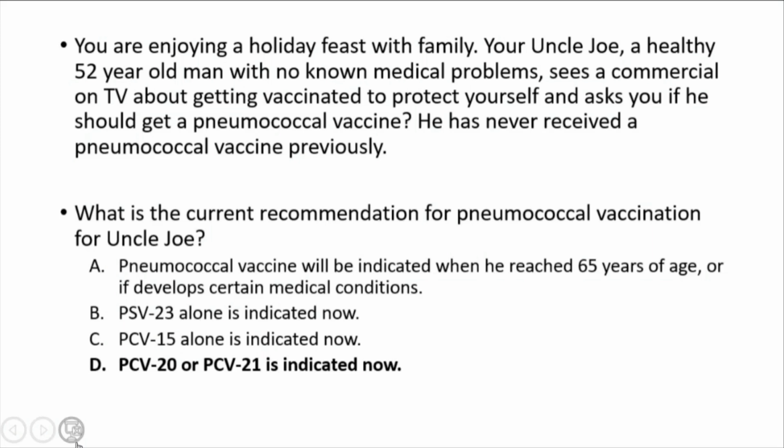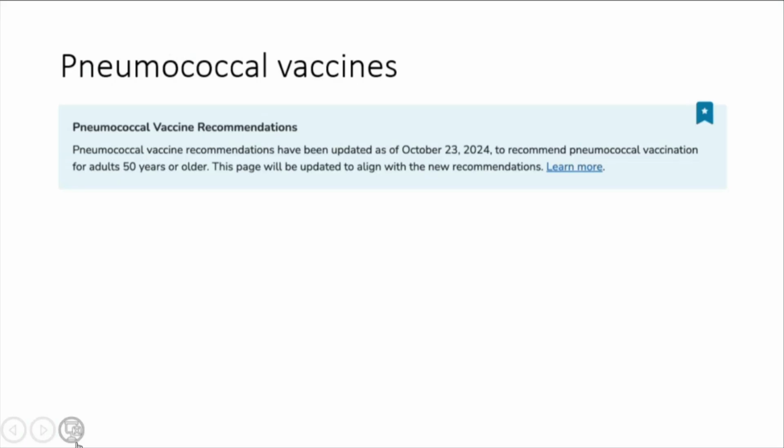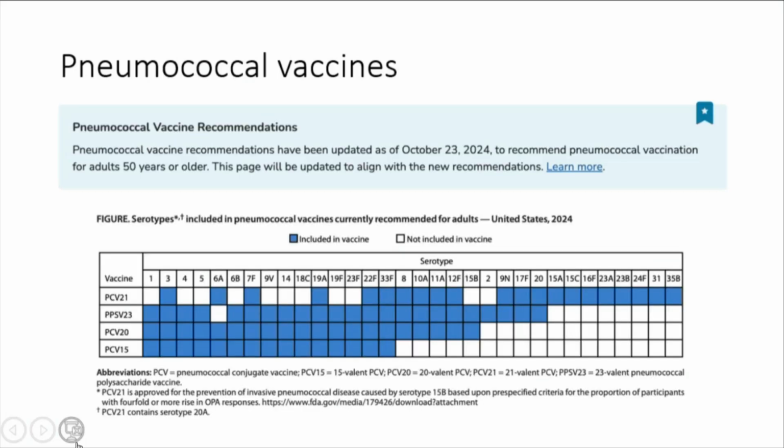Yeah, this is a recent change. As of October 23rd, 2024, pneumococcal vaccine recommendations have been updated to recommend pneumococcal vaccination for adults 50 and older. Even some of the CDC pages are not updated yet, so they have a disclaimer above the top. And as a reminder of the different types, these are the 4 vaccines that are used today, and what serotypes they cover.